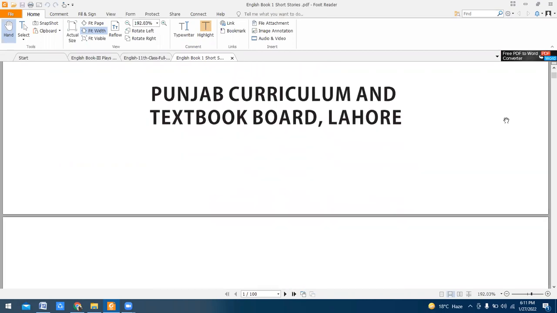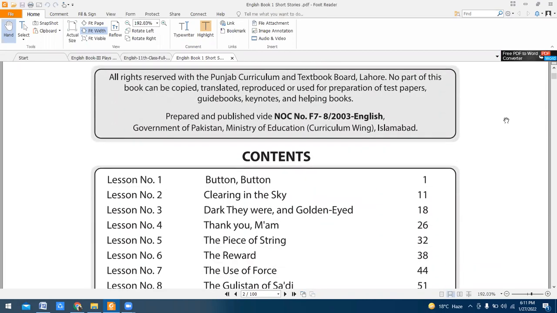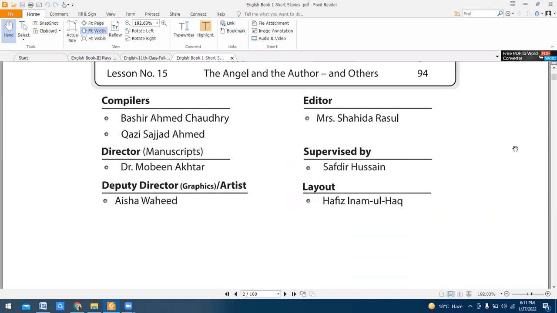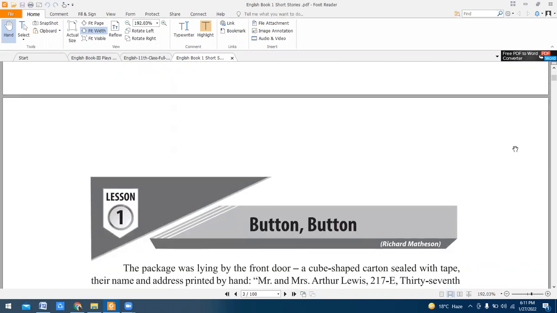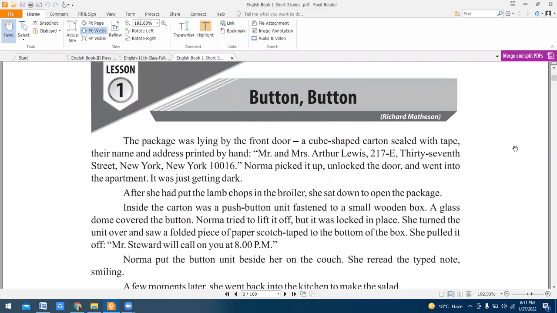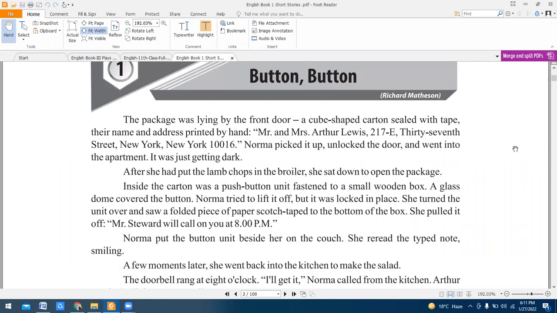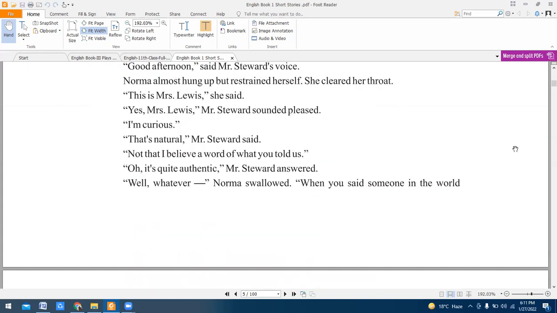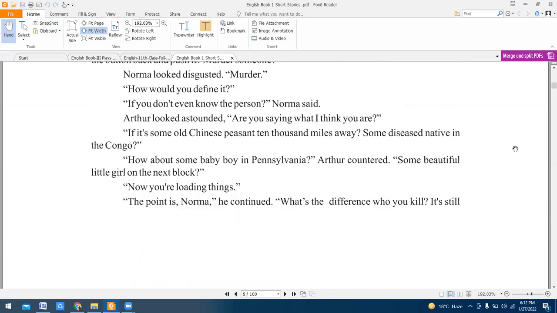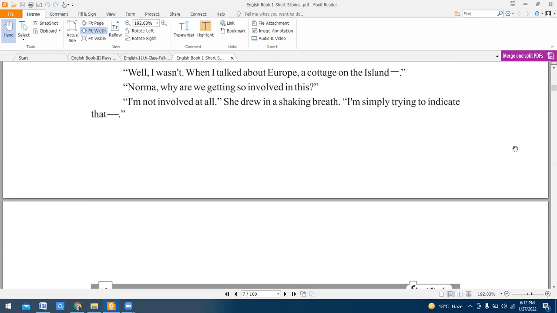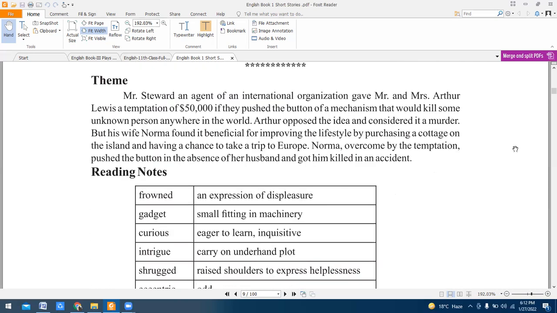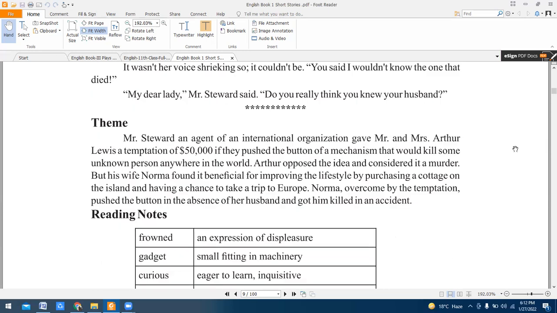The first in the list is lesson number 1, Button, Button. Now we are proceeding in the lecture. This is lesson number 1, Button, Button, and now it's question and answers. These are questions, short questions and long questions, to understand the lesson, the short story, in a proper way. These are the contents of your book, and this is the theme.